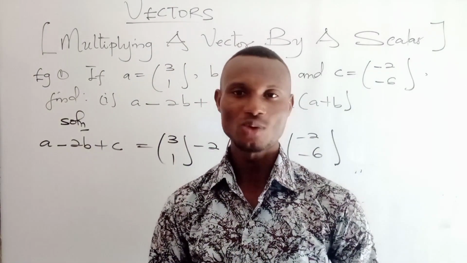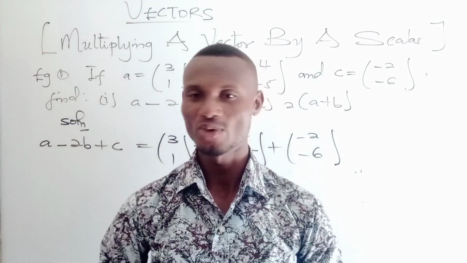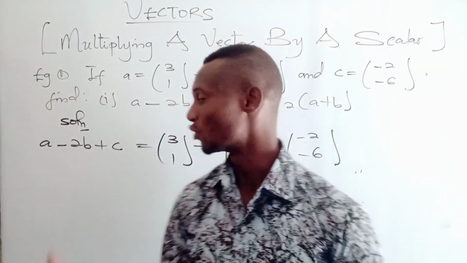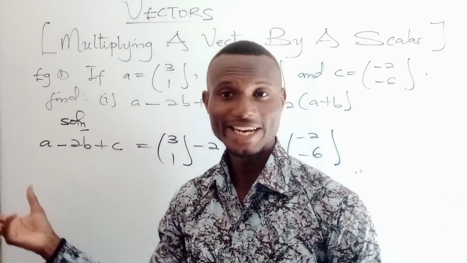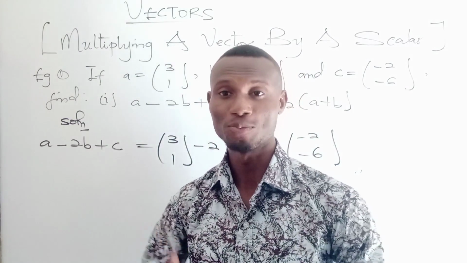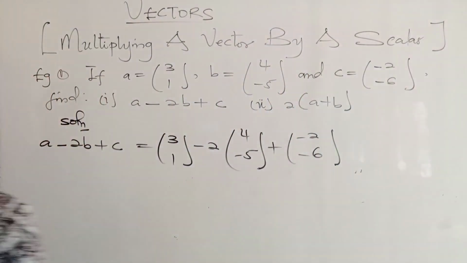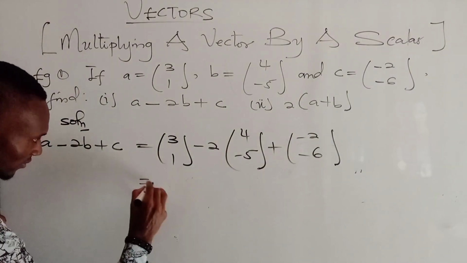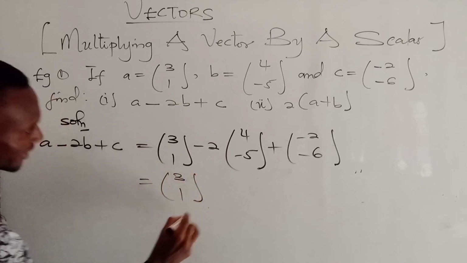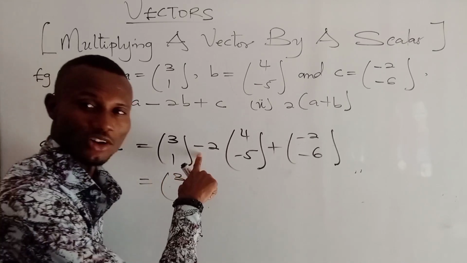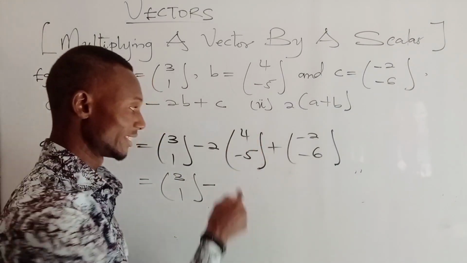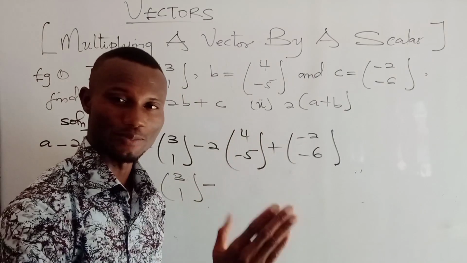So now let's go ahead and simplify further. There's no need to rush it. You need to take your time. What we are going to do first is simplify the scalars that are multiplying the vectors. We'll handle that one first before we proceed. So let's go ahead. I'm going to repeat the 3, 1 which is here. Now I'll repeat my minus, then the 2 will multiply the vector which is the 4, -5. I hope you agree with me.